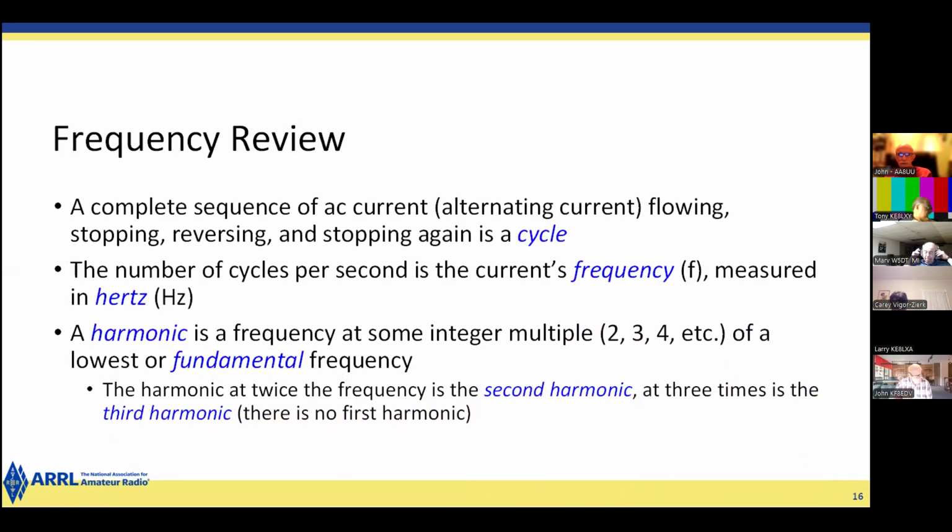Boy, this seems like we covered this, didn't we? The harmonic is twice the frequency. No, the harmonic at twice the frequency is the second harmonic. Three times is the third harmonic. There is no first harmonic.